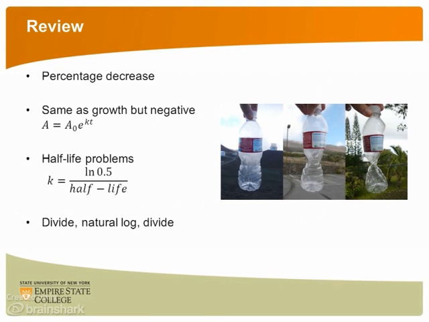Exponential decay models situations where an amount decreases by a consistent percentage. One example would be air pressure as elevation increases, as demonstrated by the picture of the plastic bottle being crushed. Exponential decay equations have the same format as exponential growth. The only difference is that the constant for decay is negative. A special form of exponential decay involves half-life problems, which have a nice formula we use to find the constant K.